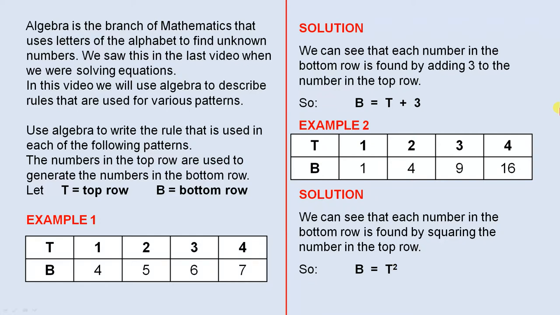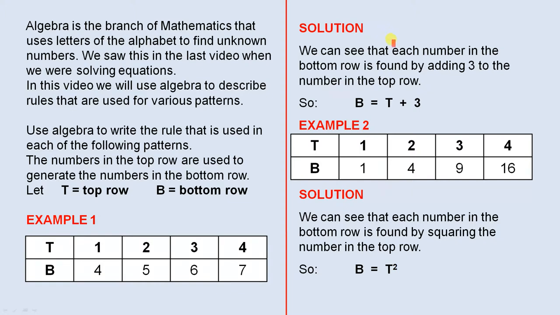Use algebra to write the rule that is used in each of the following patterns. The numbers in the top row are used to generate the numbers in the bottom row. So let T represent the numbers in the top row and B represent the numbers in the bottom row. So for example 1, T, which are the numbers in the top row, are 1, 2, 3 and 4, and the numbers in the bottom row are 4, 5, 6, 7.